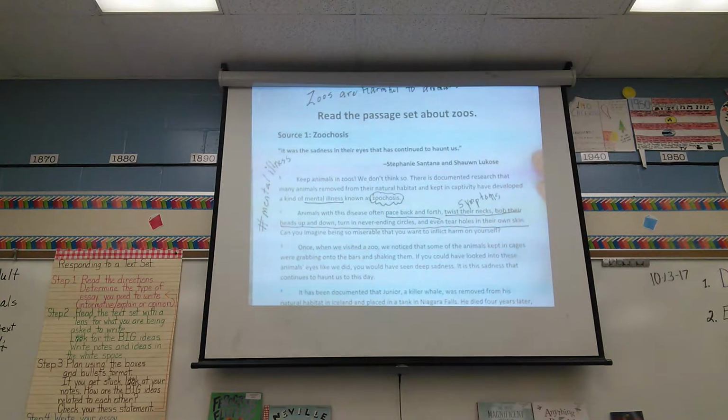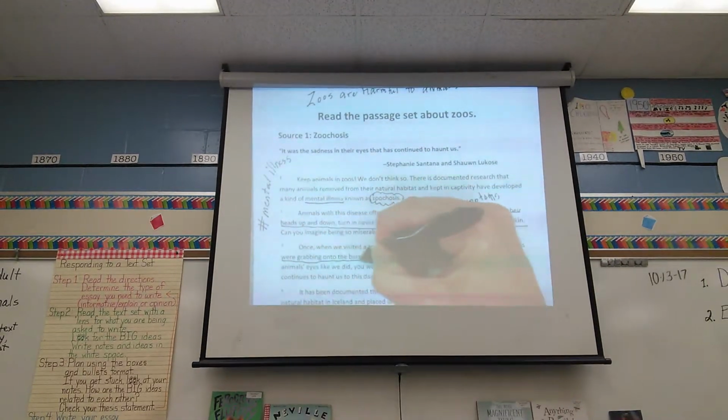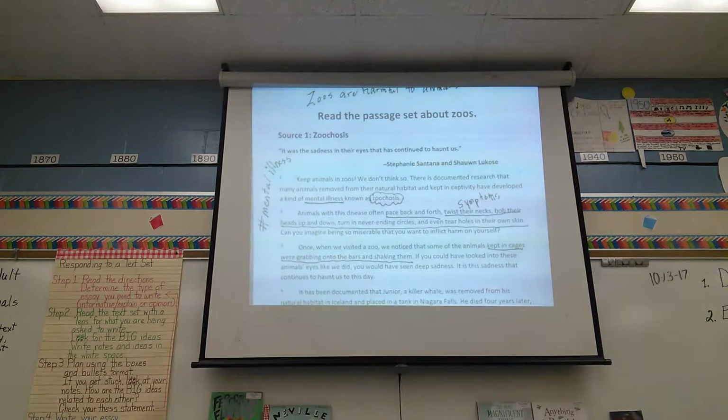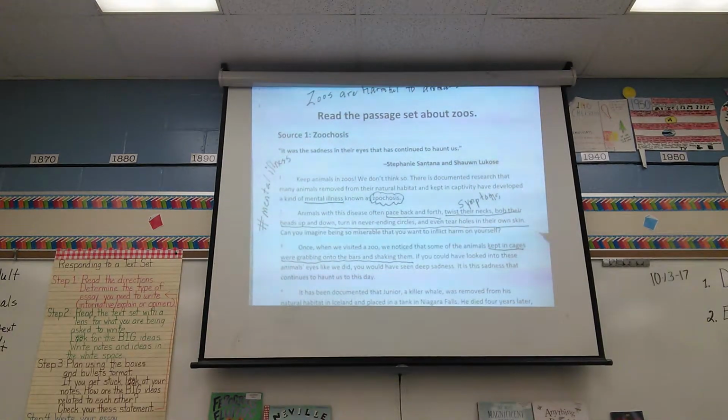They're shaking the bars. Okay, so we have that they were kept in the cages, they were grabbing onto the bars and shaking them. Okay? How would you annotate this text? What would you write in the white space? Somebody help him out? What could we write in the white space? Olivia? First hashtag we did. So you think we could hashtag it mental illness? What do you think, Sawyer? You think that would be a good idea? Okay, so let's go ahead. We're going to put that and go ahead and do mental illness hashtag.